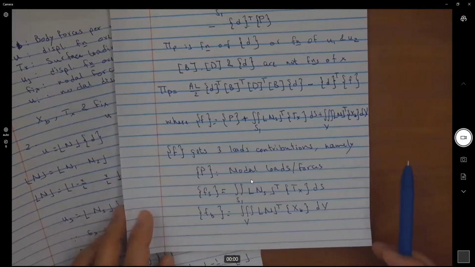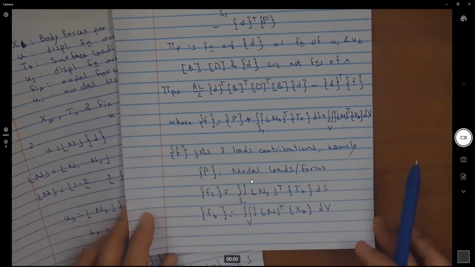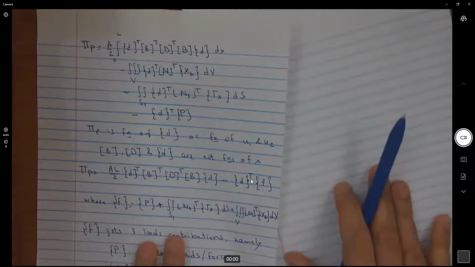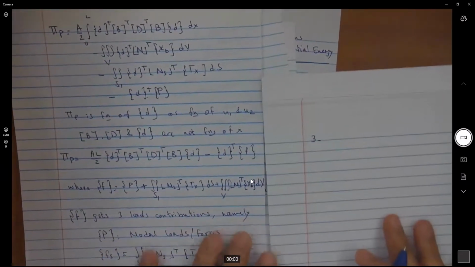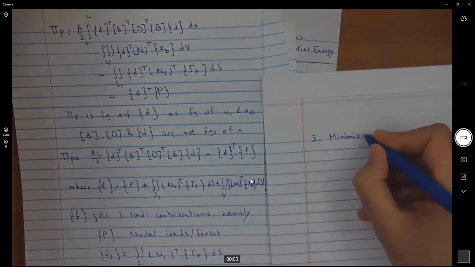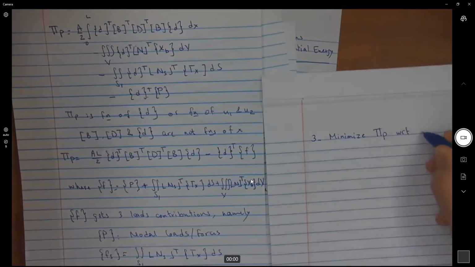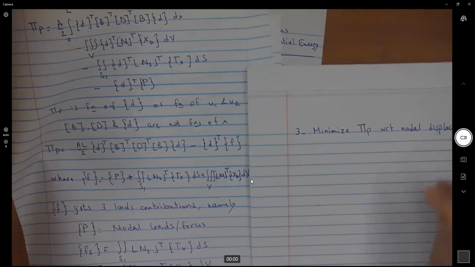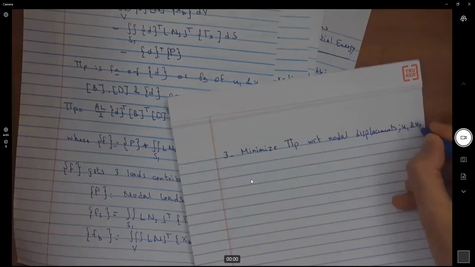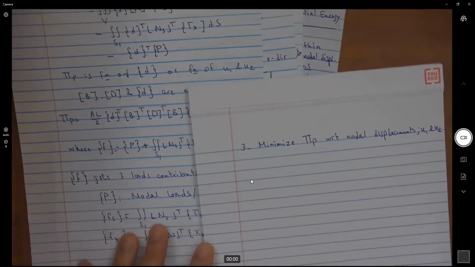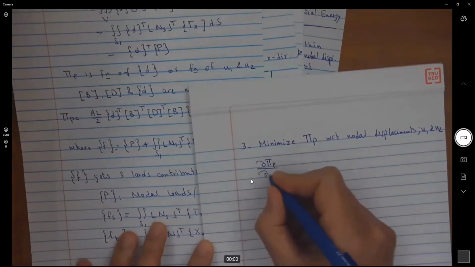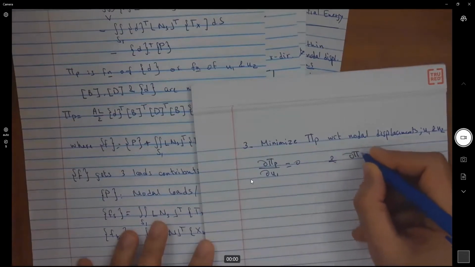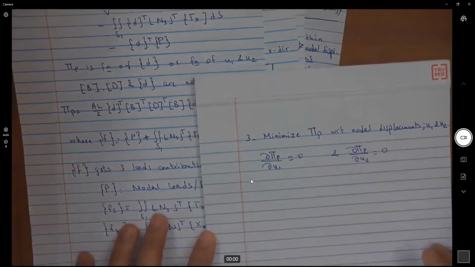Now we are ready to minimize the potential energy with respect to nodal displacements U1 and U2. So step number 3, we're going to minimize pi p with respect to nodal displacements, in this case here would be U1 and U2. So we're going to take the partial derivative with respect to U1 and set that to be equal to 0. And partial derivative of pi p with respect to U2 and set it to be equal to 0.